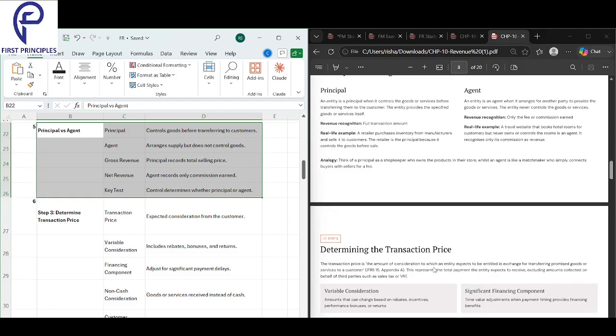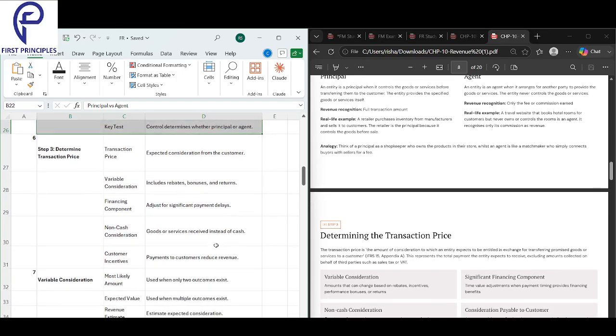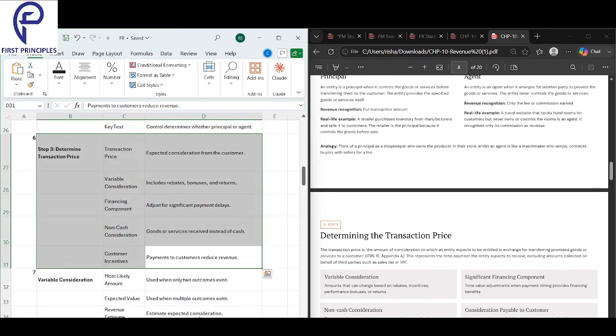Next, we look into determining the transaction price. How do you determine the transaction price? Okay. Next, we look into step 3, determining the transaction price.